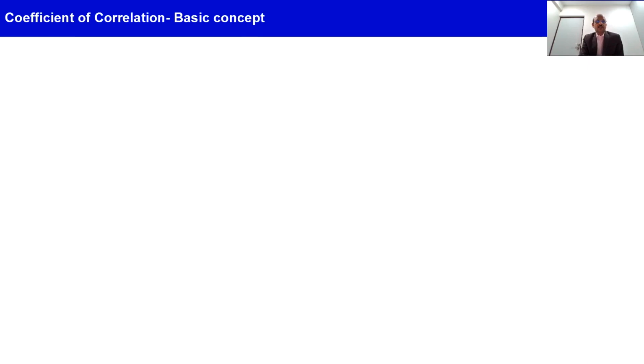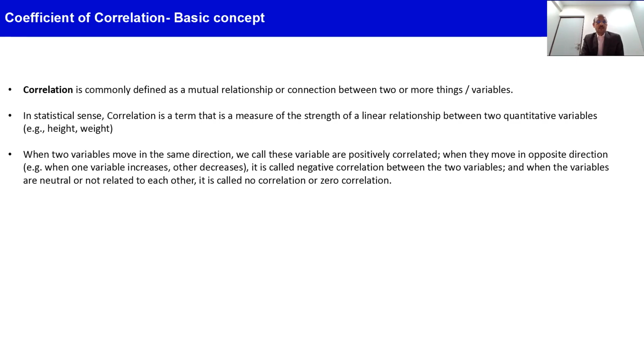So now let's go to the concept of coefficient of correlation, how it is calculated and what is the basic concept. So correlation is commonly defined as a mutual relationship between two things or two variables. It shows how one variable moves vis-a-vis the movement in other variables and the degree to which it moves. So it shows not only the direction of the relationship, but also the degree of relationship. For example, we can compare the linear relationship between two quantitative variables such as height and weight using the correlation coefficient.